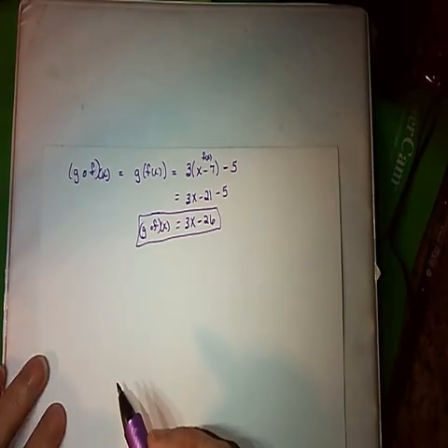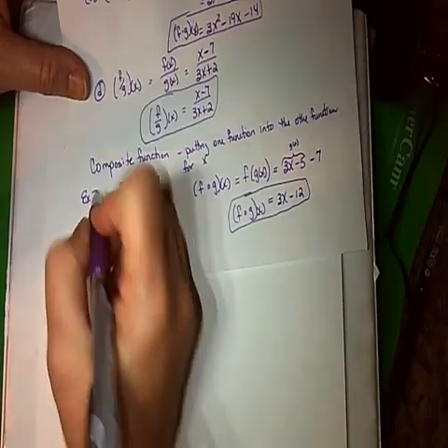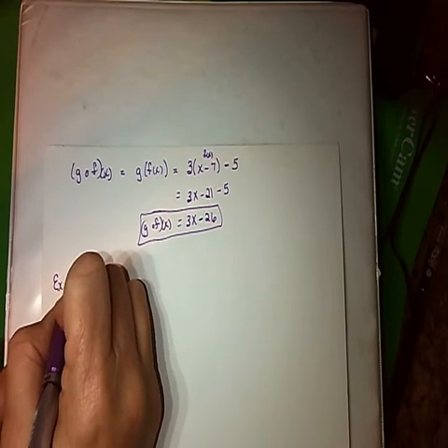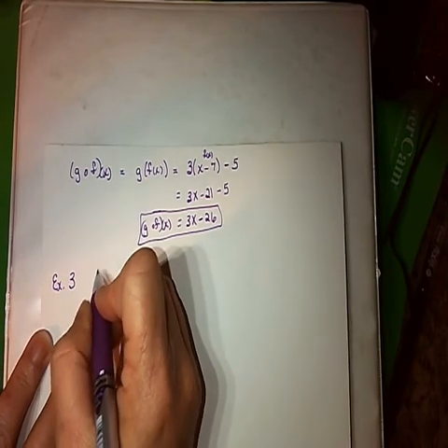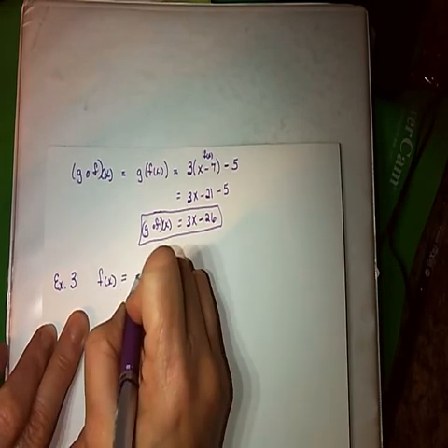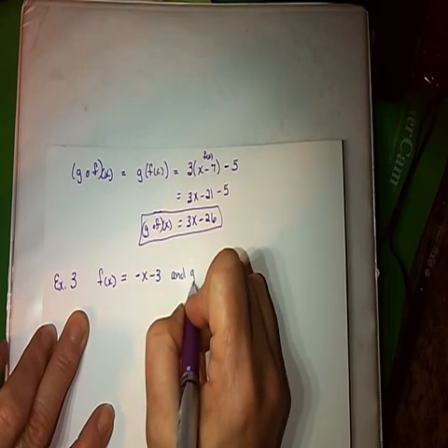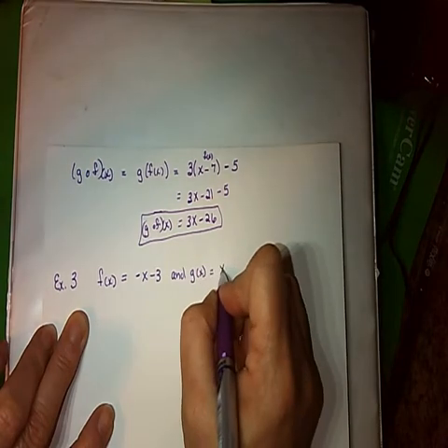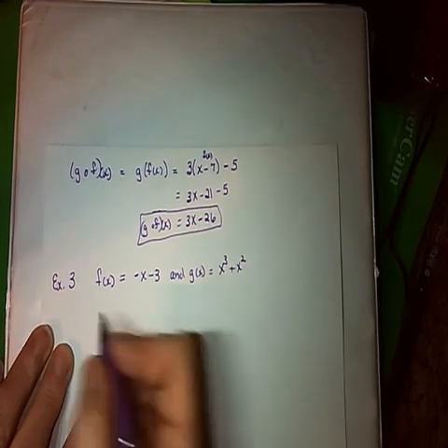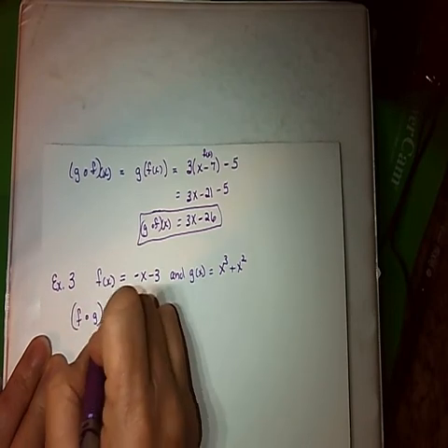Let's look at, I didn't number that function a while ago, the composite function. This should have been example 2. So let's look at example 3. We're using two different functions. If I have f of x equals negative x minus 3 and g of x equals x cubed plus x squared. And the first thing I want to find is the composite f of g of x.